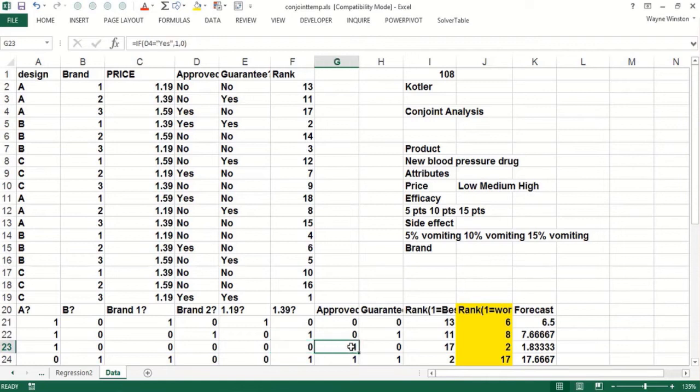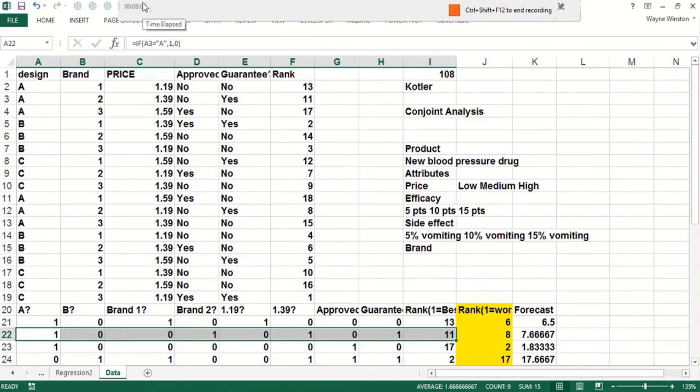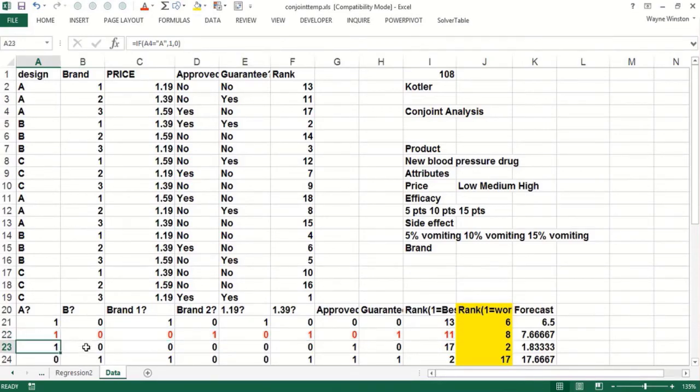Then we have a 1 whenever it's a Good Housekeeping approval, and a 0 when it's not, a 1 when it's a guarantee, 0 when it's not. So for example, the second product profile here, we can see that's design A, brand 2, $1.39, no approval, and no guarantee. Now, the third product profile would be design A, brand 3, it wouldn't be $1.19 or $1.39, it'd be $1.59, has an approval and no guarantee. And then here are the inverse ranks.